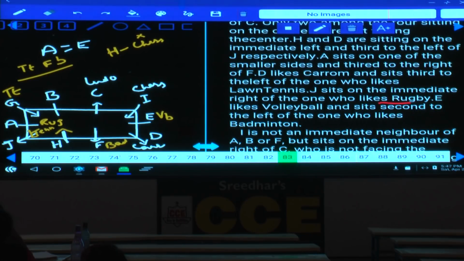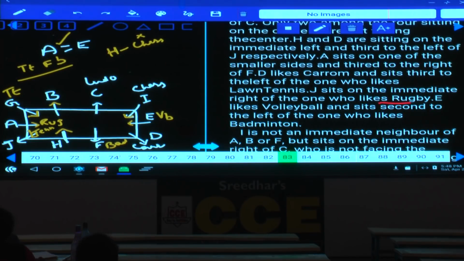If A is rugby, then J is to the immediate right hand side of the one who likes rugby. Hence A is towards the center. If A is towards the center, A and E are facing the same direction, so E is also facing towards the center. Isn't it? Tell me how many are facing towards the center as of now? 1, 2, 3, 4 and 5 persons are facing towards the center. Exactly 5 persons are facing the center and 5 are away from the center.